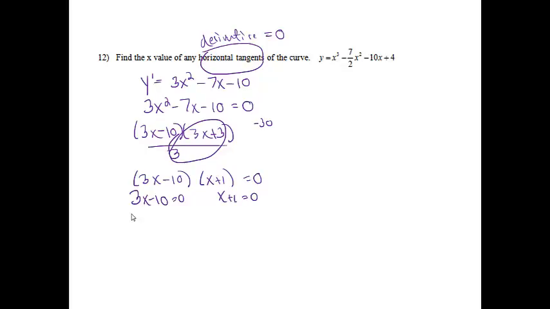Okay, so in this one, if we add 10 to both sides, we'll get 3x equals 10, and then divide both sides by 3, we'll get x equals 10 thirds. And then on this side, if we just subtract 1, we'll get x equals negative 1. So that would be the x values where there would be horizontal tangents.